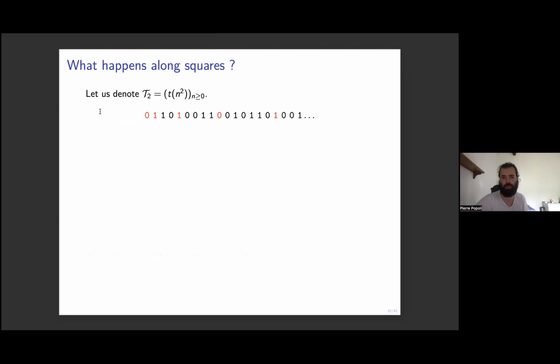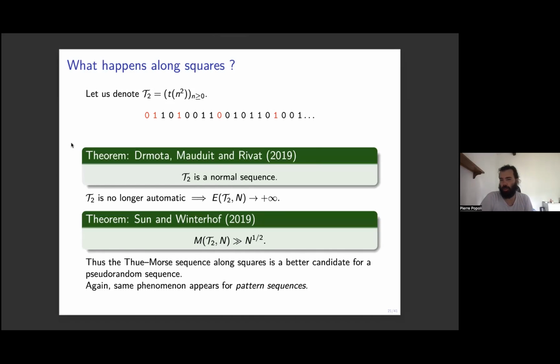So I did not do the Thue-Morse along squares. So you take the 0, 1, 4, 9, 16 values, and maybe the sequence will be more random.